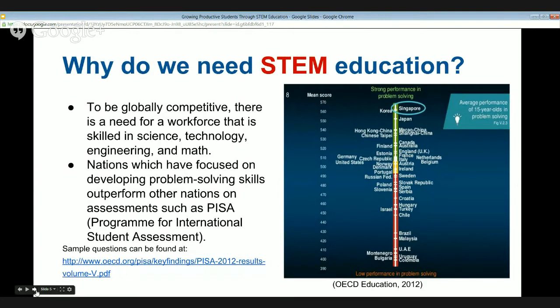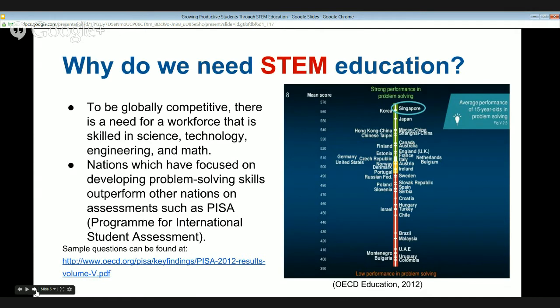Nations, like I told you before, that have focused on problem-solving skills are definitely outperforming other nations on these types of assessments. And if the students are outperforming in these types of assessments, they're also going to be outperforming in the workplace.